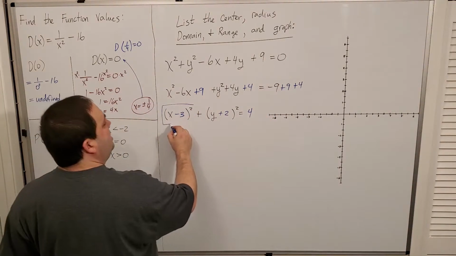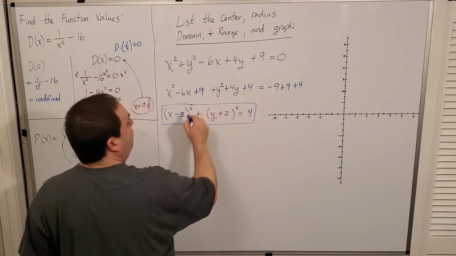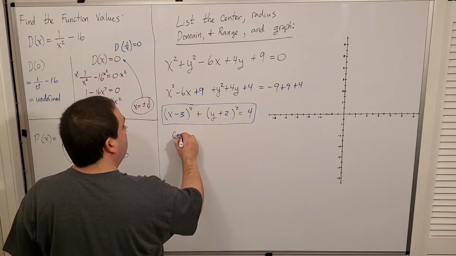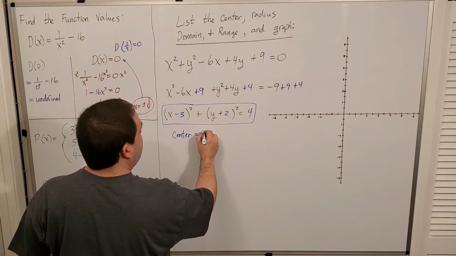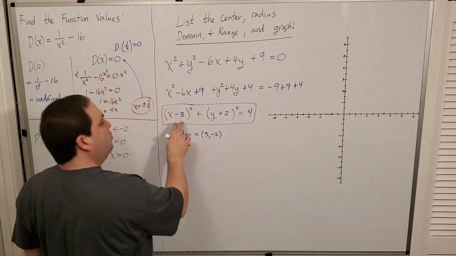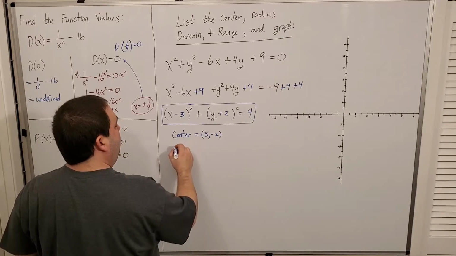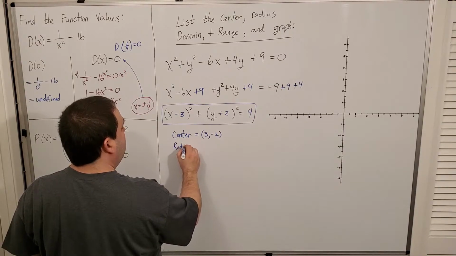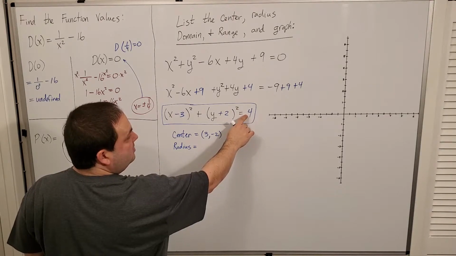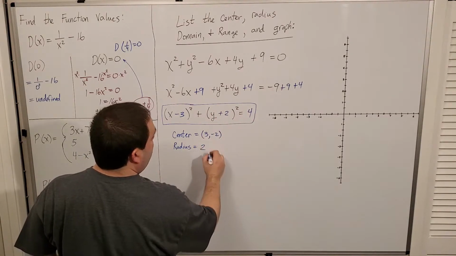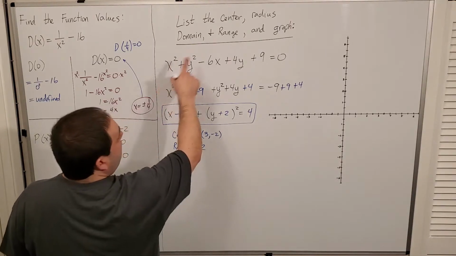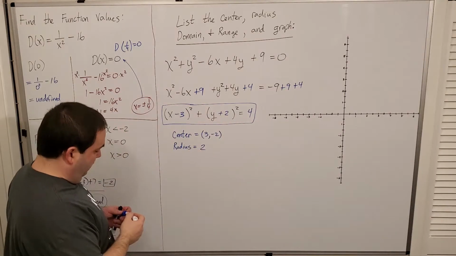So this is the general form equation of a circle whose center is the point 3, -2. Remember, it's whatever zeroes them out. The radius is 2 squared. This is the radius squared here. So I have 2 as my radius. Okay? Now the domain and range I'll do after I've drawn the graph.